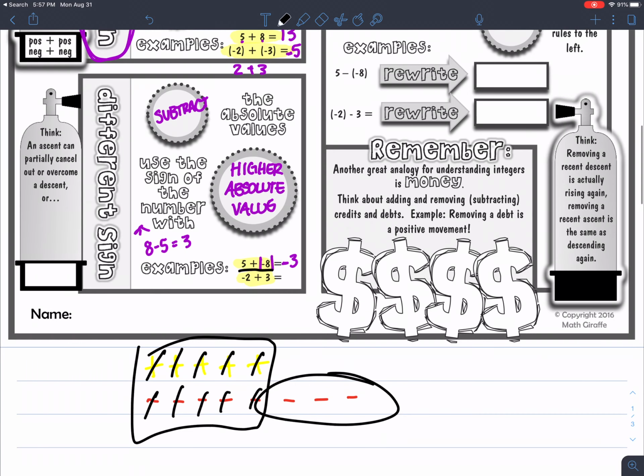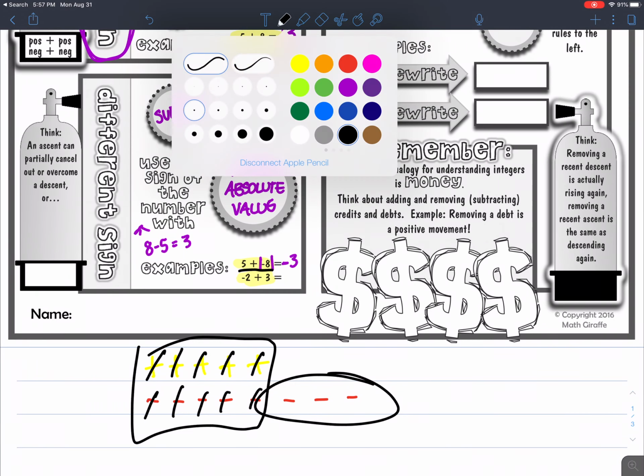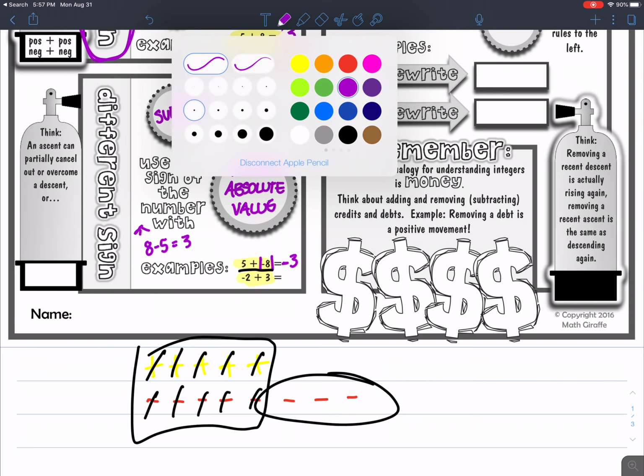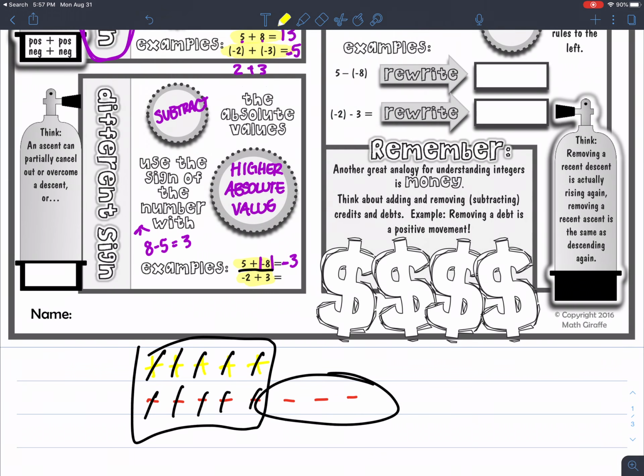So I'm going to show you that one more time. We have negative 2 and positive 3. And I'm going to use just this little space right here where you're supposed to put your name. That doesn't really apply as much when we have notes. So you can use that space if you want to doodle.